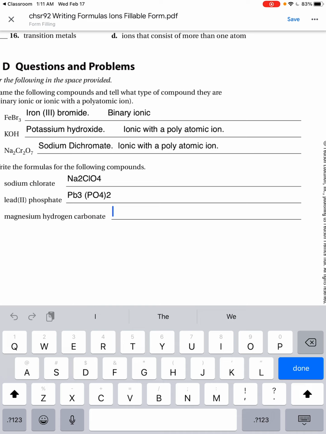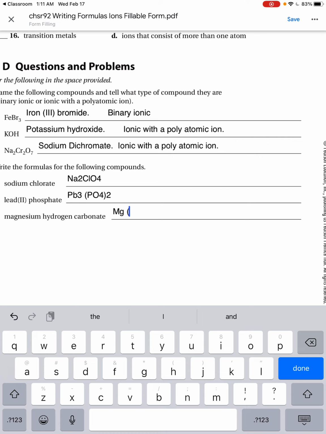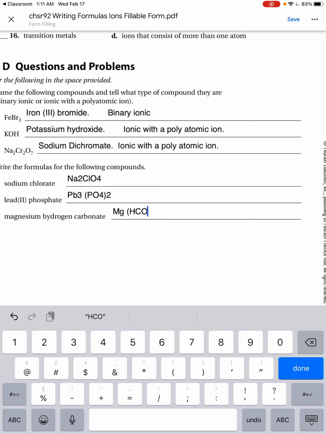And finally, I have magnesium hydrogen carbonate, and magnesium is a plus 2 and hydrogen carbonate is a minus 1. So I'm going to need my 2 of those. So let me go to my parentheses again. And this would be HCO3, close parentheses, 2 of those.